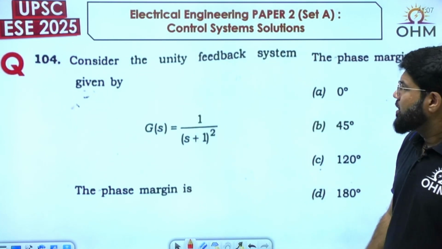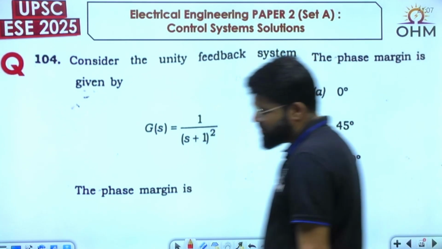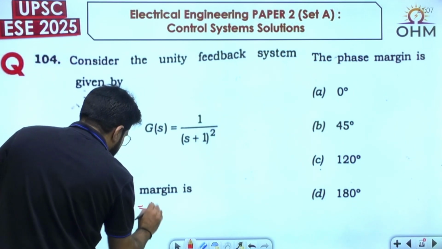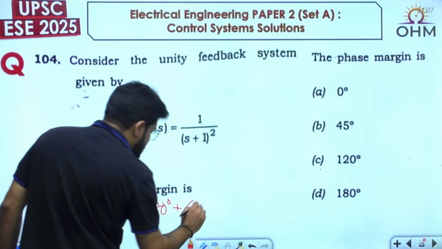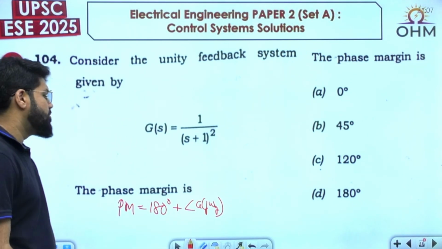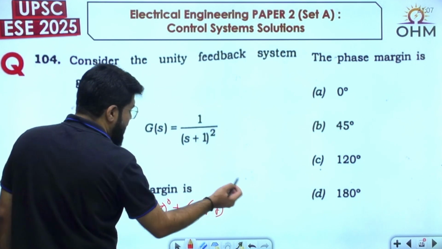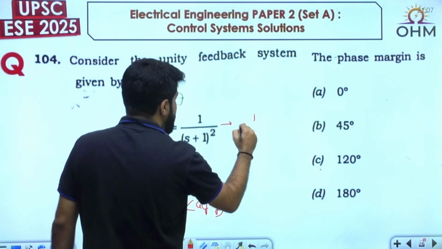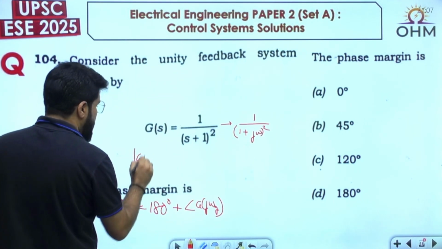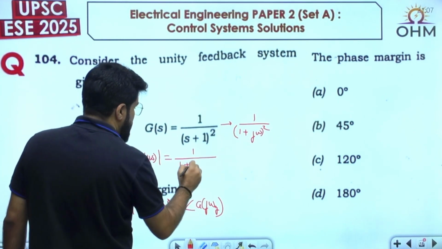Next question. Consider the unity feedback system G(s) equal to 1 upon (s plus 1) square. What is the phase margin? Basic calculation only. Phase margin is calculated at gain crossover frequency: 180 plus angle G(j omega_G). Now what is omega_G at which the magnitude is 1? If you convert to the frequency domain, this becomes 1 upon (1 plus j omega) whole square. So what is the modulus?